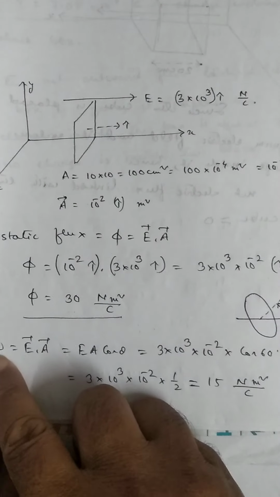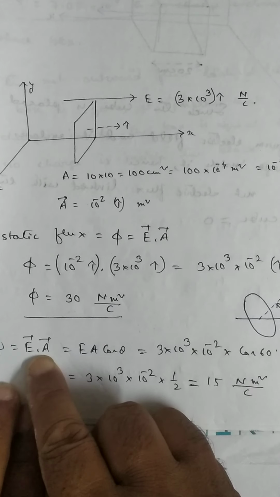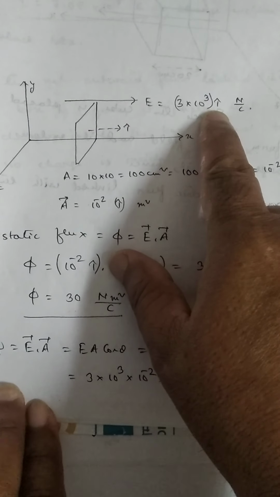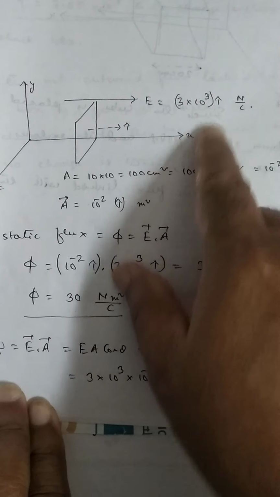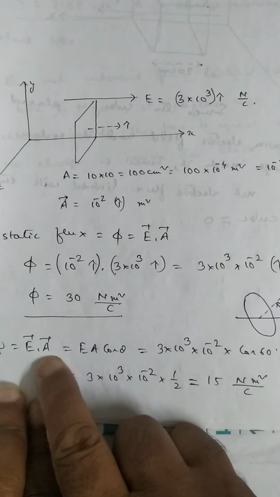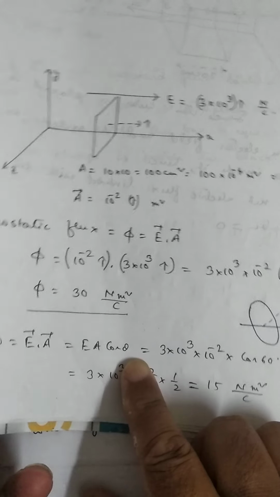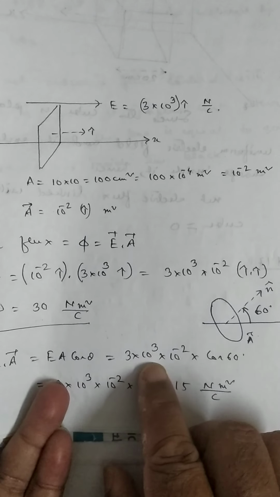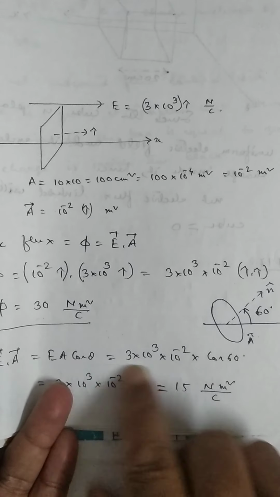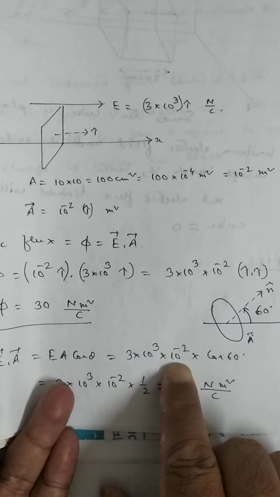Now what is phi? Phi is equal to E dot A. Now we do not take the concept of i cap and j cap. So what is phi? Phi is equal to E dot A. E dot A means EA cos theta. What is E? 3 into 10 to the power 3. What is A? 10 to the power minus 2.